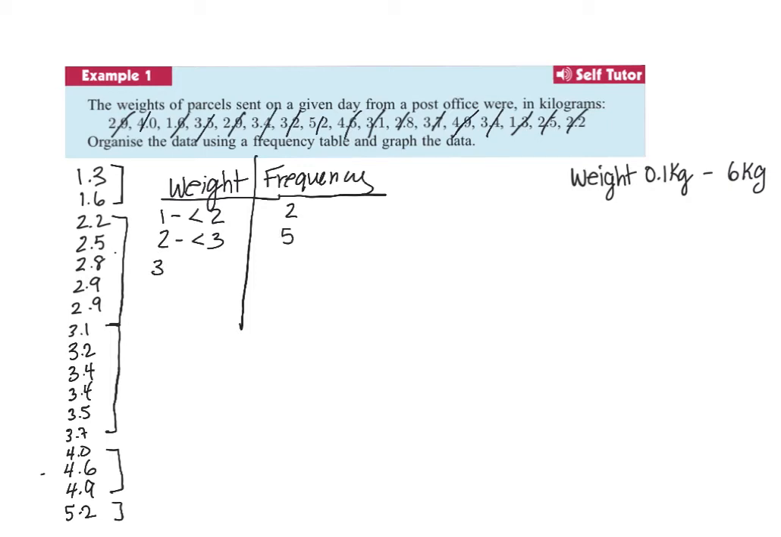Okay. And then we'll do 3 to less than 4, and there are 1, 2, 3, 4, 5, 6 of those. And then we will do 4 to less than 5, and there are 1, 2, 3 of those. And then if we did 5 to less than 6, there's just 1. So if we look at our data, the most frequent one would be between the 3 to 4 kilogram. Okay. That's where our modal class would be.